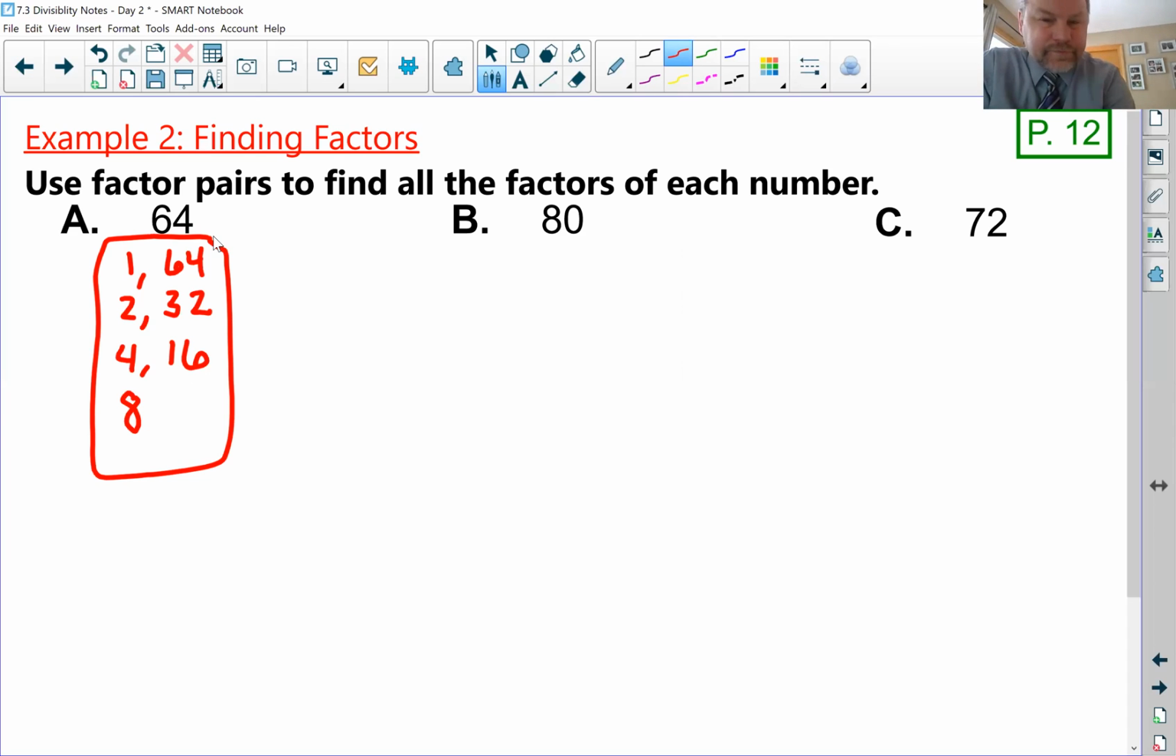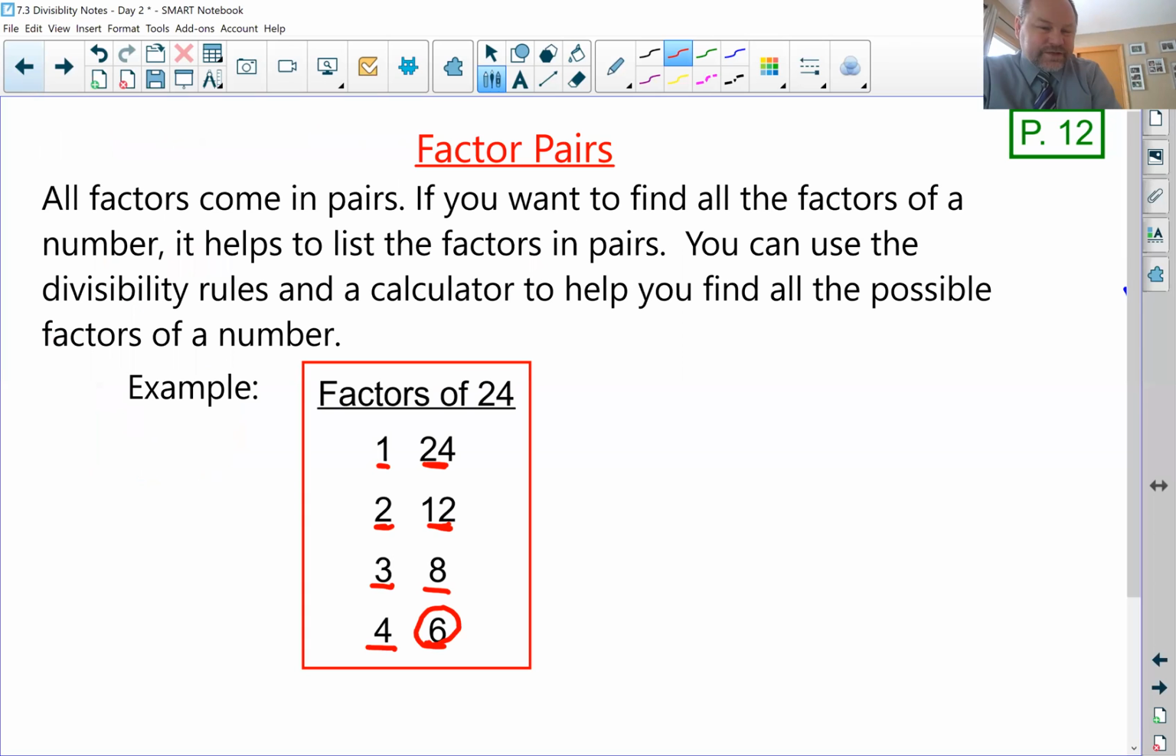And again, always start with 1 and the number, and then go to 2 and 3 and 4 and check. And you can stop checking once you get to a repeated factor. Like if the 8, we repeated the 8. With the example on 24, we got to 6, and that was already given as a factor.